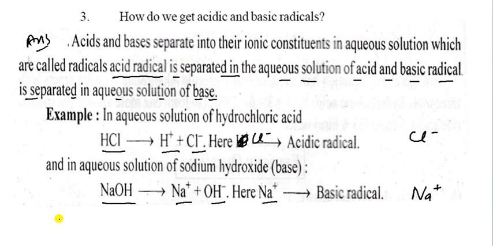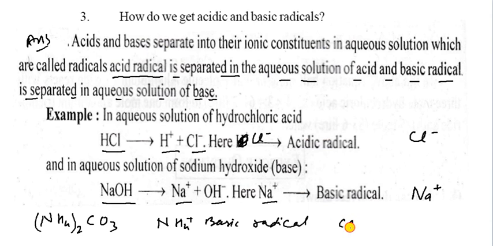In all the compounds, suppose you have NH4 twice CO3, it is ammonium carbonate. In this, NH4 plus is basic radical, and CO3 with minus charge is acid radical.